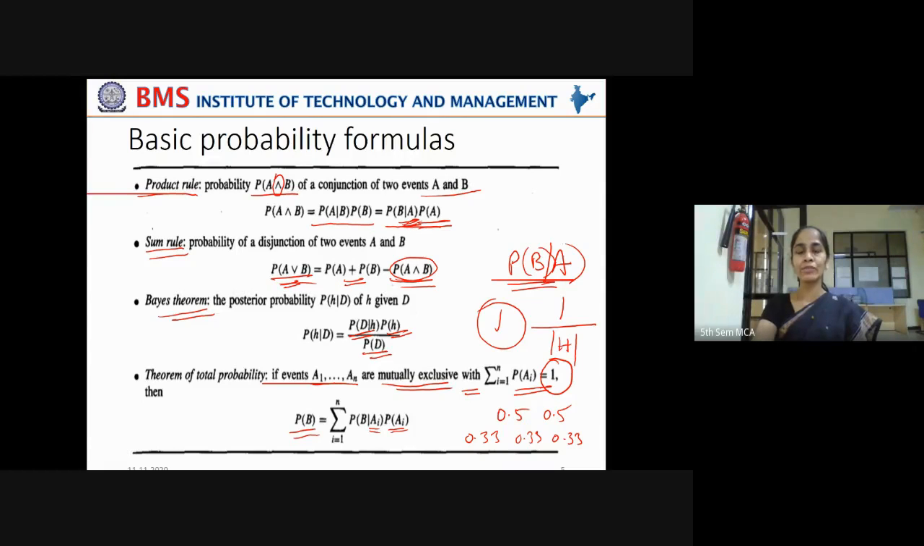Is it very clear, students? Should I repeat any of these concepts again? At least one answer, yes or no? Speak out, students.